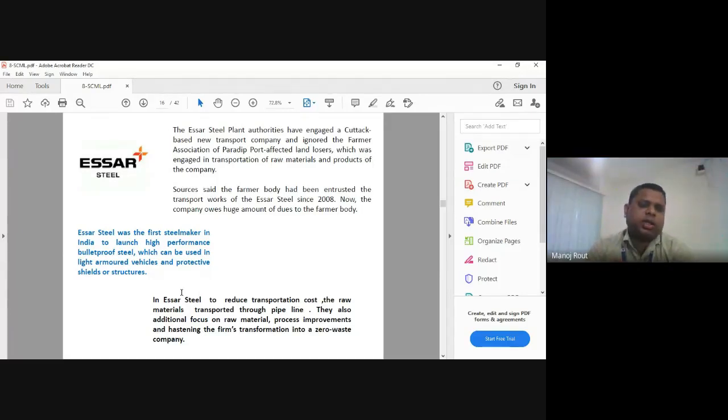Clear? So this is a typical case study where this steel company eliminated transportation in the form of roadways and railways, and employed its own logistics through the implementation of a pipeline, an underground pipeline.